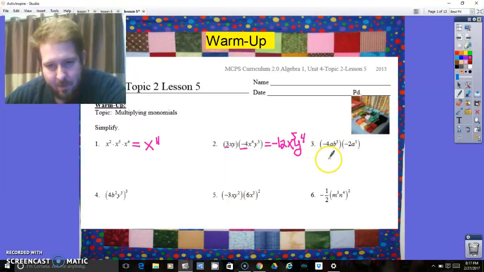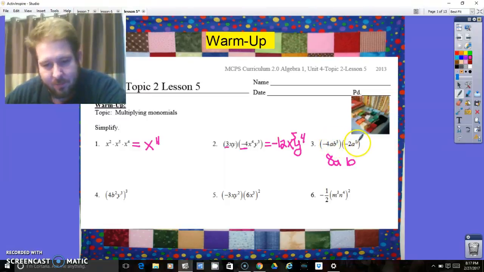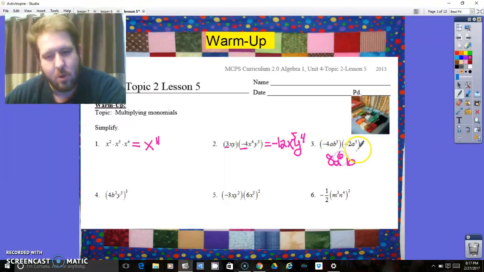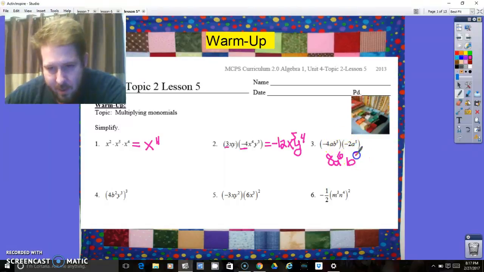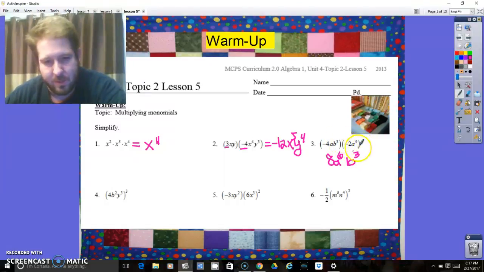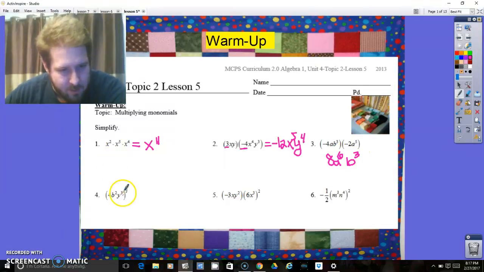All right, question number 3 is also a product rule question. Coefficients, negative times a negative is a positive 8. A and B are the two bases. There's 1 a here, plus 5 more makes 6 a's, or a to the 6th power, and b to the 3rd power because there are no b's up here. So 3 plus 0 is 3.